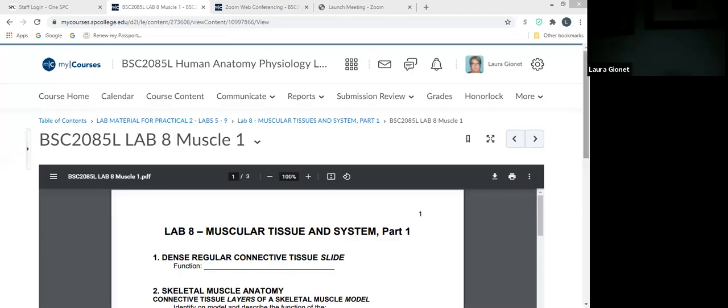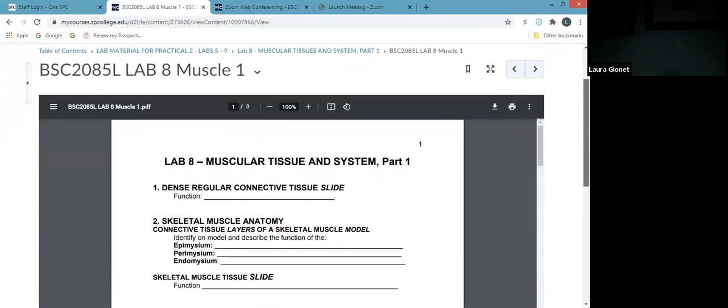Okay, so we are on the second muscle lab. Oh, I'm on the wrong one. Hold on. We are in lab 9. I've opened up the wrong one, lab 8. Let me just go back real quick.